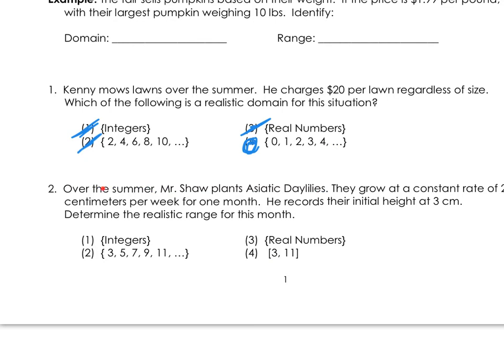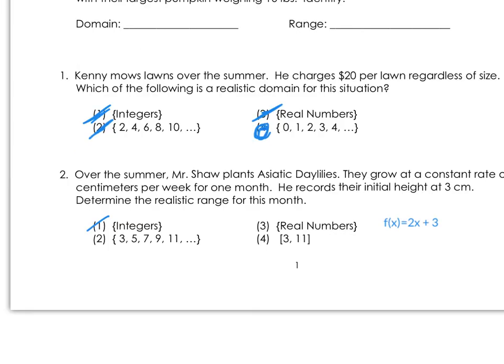Okay, one more. Over the summer, Mr. Shaw plants Asiatic daylilies. They grow at a constant rate of 2 centimeters per week for 1 month. He records their initial height at 3 centimeters, and then we want to determine a realistic range for this month. The range is talking about the height that they are becoming. So the height, can it be integers? Well, those include negatives, so that can't be. The height can't be negative.